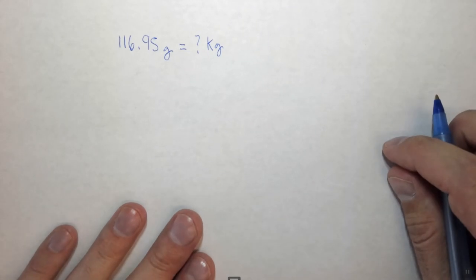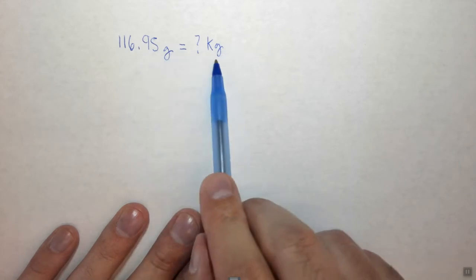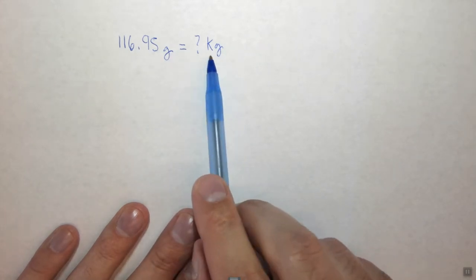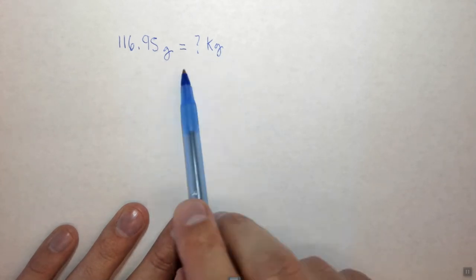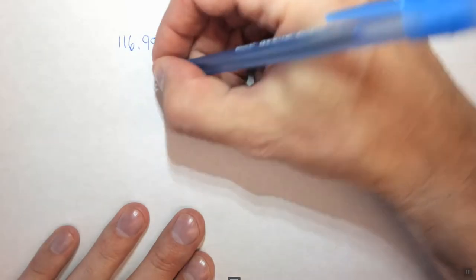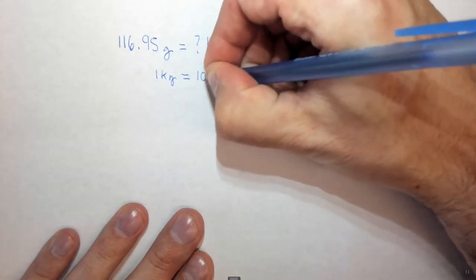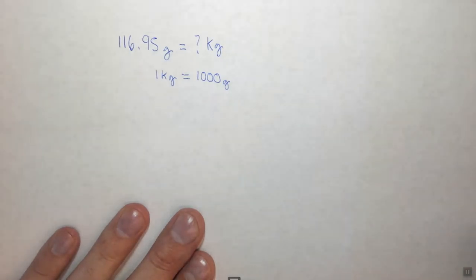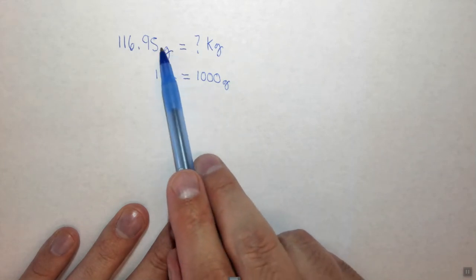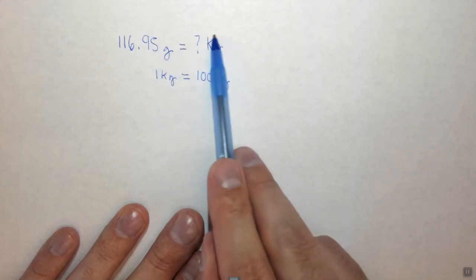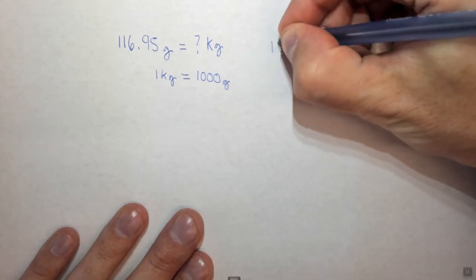Dimensional analysis always starts with an equality, something that relates one variable to another. And sometimes you have to use multiple equalities, as you'll see in further examples. But here we only need one equality because we know the equality between grams and kilograms. 1 kilogram is equal to 1,000 grams. So this is the equality. These two things are equal, and it relates the unit that we started with to the unit that we are trying to find.